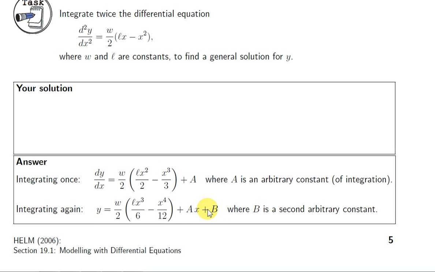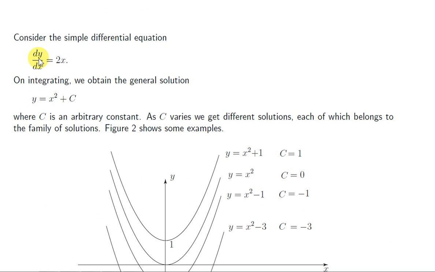Now b, of course, can be different from a. B can be any number, just like a can be any number, so we use a different letter for that number. Let's take this example here, dy dx equals 2 times x. Well, we could multiply both sides by dx and then stick an integral sign in front of both sides. The integral of dy is y, the integral of 2x dx is x squared. We add 1 to the power to get 2 and divide by that power. So we get 2 over 2 x squared. And we have an arbitrary constant which we will call c.